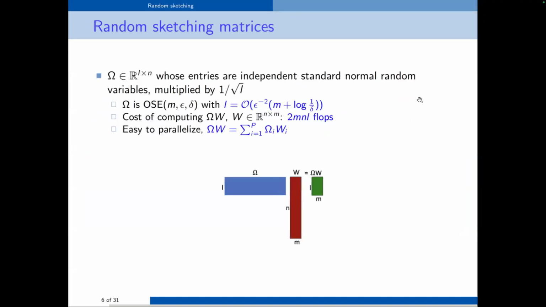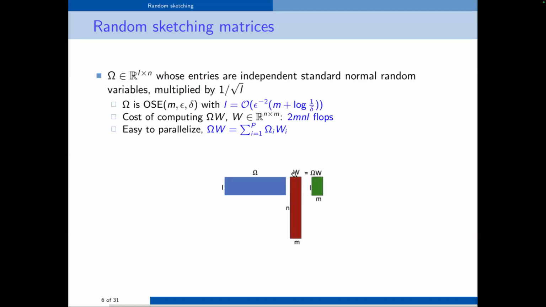And we can take omega to be a Gaussian, so a dense matrix. So the entries will be independent standard normal random variables, which is rescaled. And then in this case, the sketch dimension L is on the order of epsilon to minus 2, M plus a logarithmic factor. And M is the number of vectors that we are sketching. So we see that the sketching dimension doesn't depend on N, it depends only on the number of vectors M.